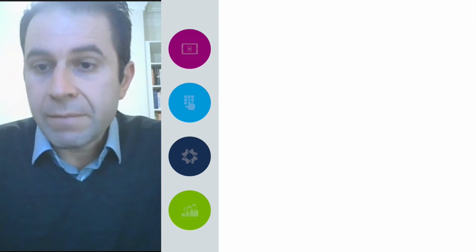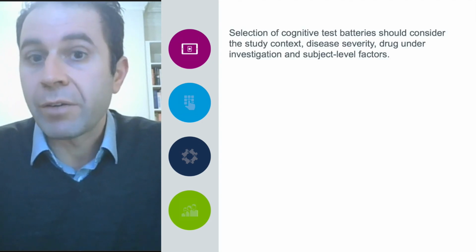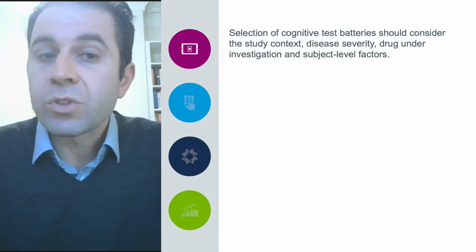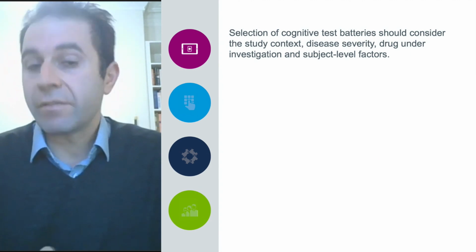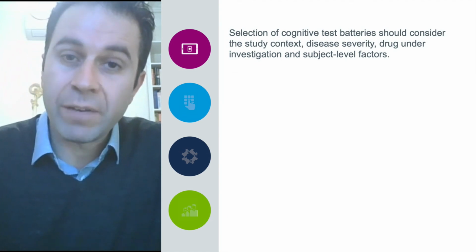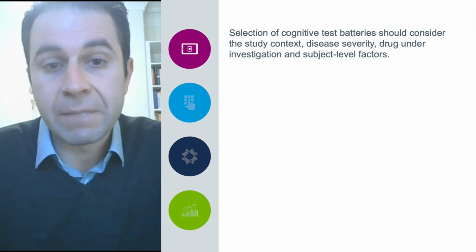All right. So that concludes the walkthrough of those 3 papers that did use 3 quite different cognitive test batteries, but for different contexts. So we did see some overlapping tests across the studies, but also some different rationales as to why those tests were used. So to summarize, importantly, the selection of cognitive test batteries should not be only based on the therapeutic area being studied. What it needs to do is also consider the study context, disease severity, aspects like the drug under investigation, and also any subject level factors that may be relevant to a particular study.